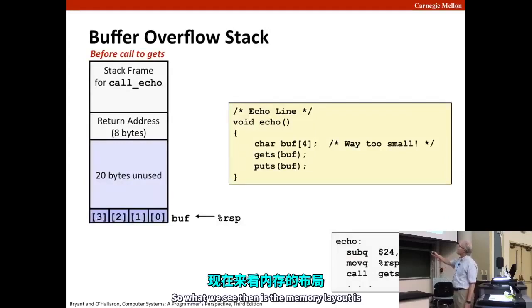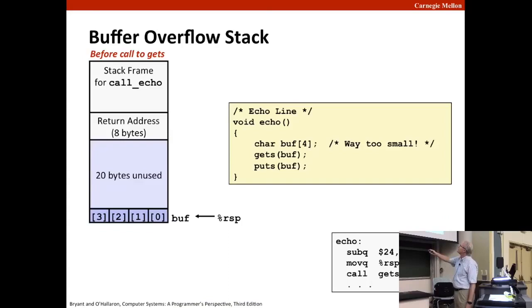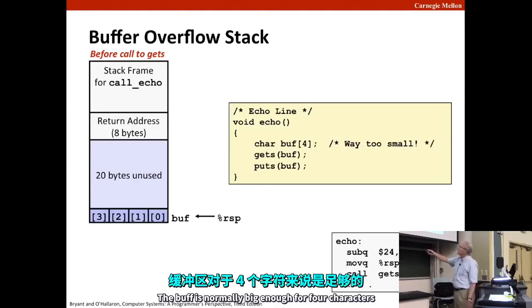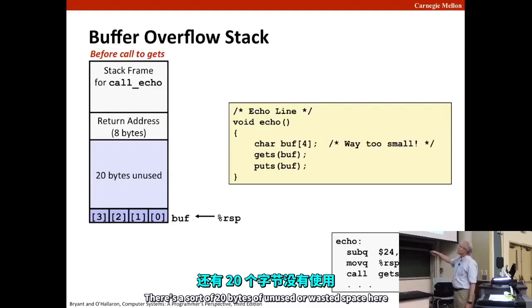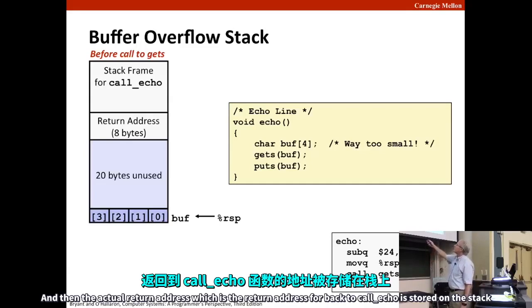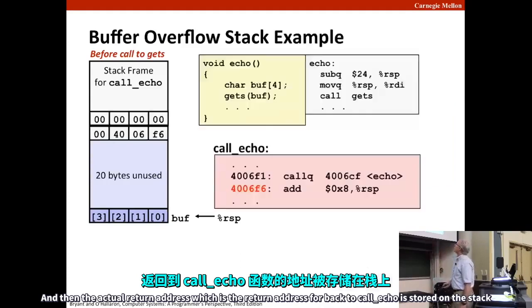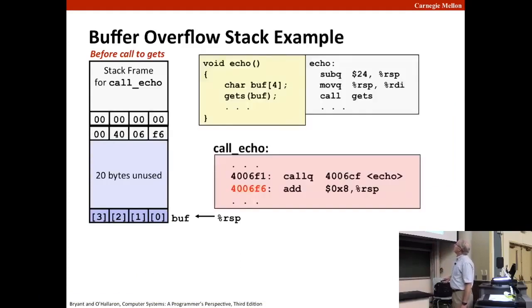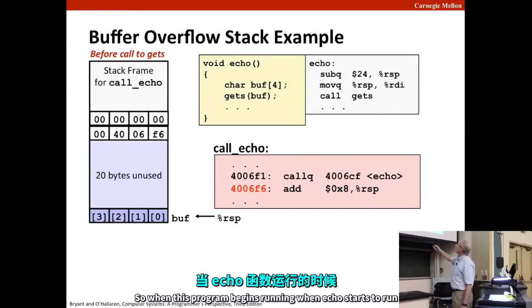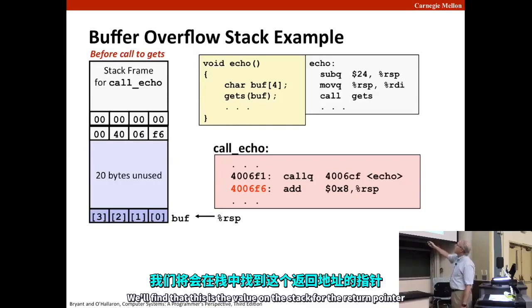So what we see then is the memory layout. Our buffer is normally big enough for 4 characters. There's sort of 20 bytes of unused or wasted space here. And then the actual return address, which is the return address back to call echo, is stored on the stack. So when echo starts to run, we'll find that this is the value on the stack for the return pointer.